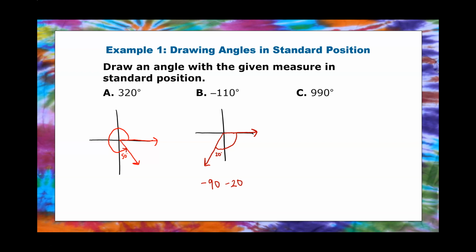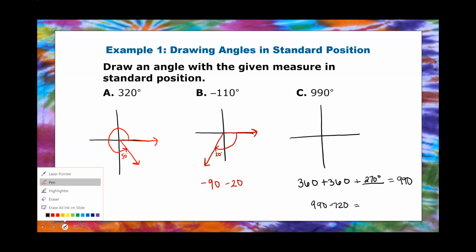That's going to give us 270 degrees. So if you were to re-add this up, 360 plus 360 plus 270, you do in fact get 990. All right, let's go ahead and draw this. We of course have to start here.